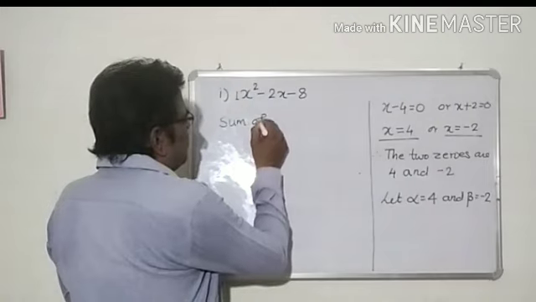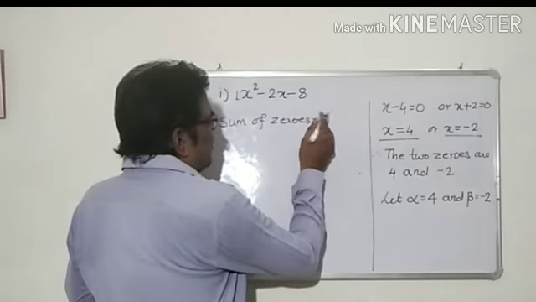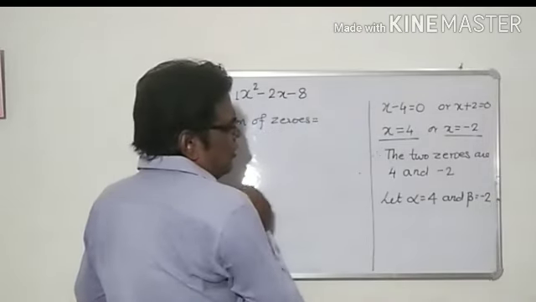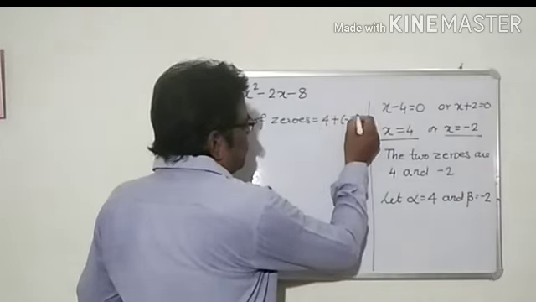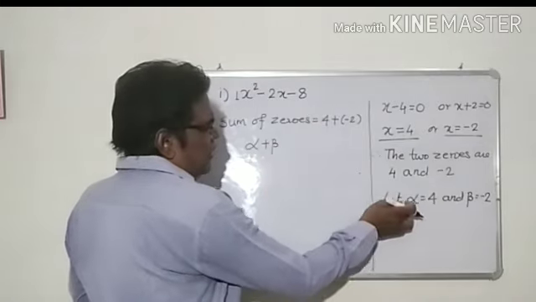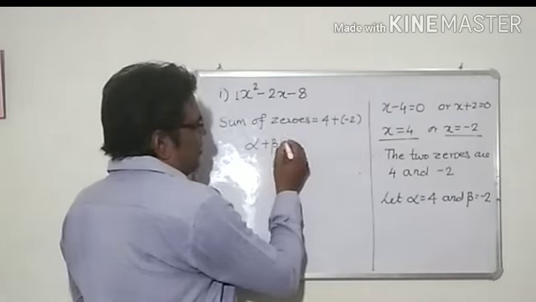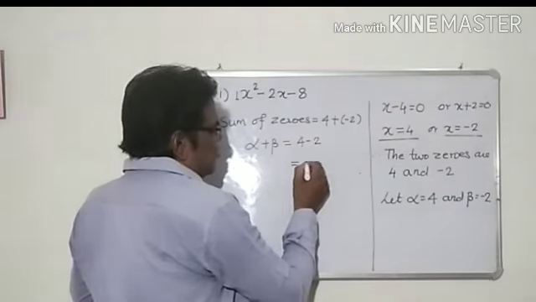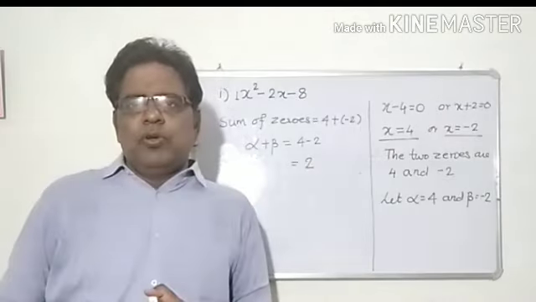Sum of zeros. So this will be sum of zeros equals 4 plus minus 2. That is alpha plus beta. Sum of zeros meaning alpha and beta, we have taken the two zeros. So sum is adding. So alpha plus beta equals 4 minus 2, that is equals 2. We got alpha plus beta equals 2.